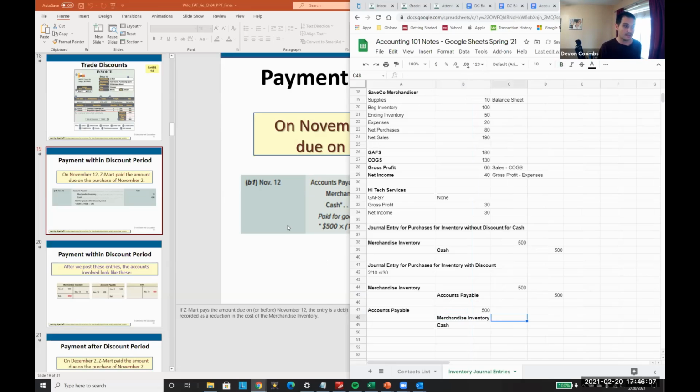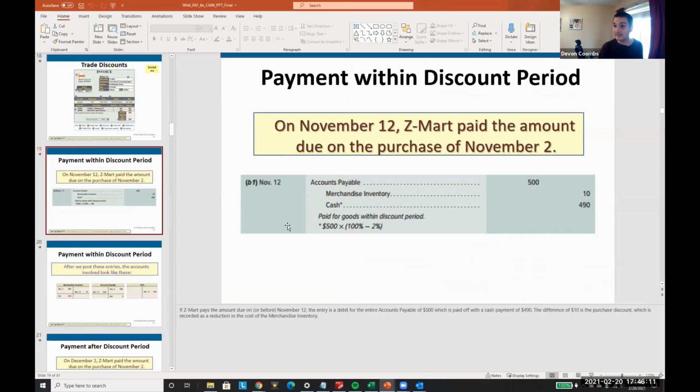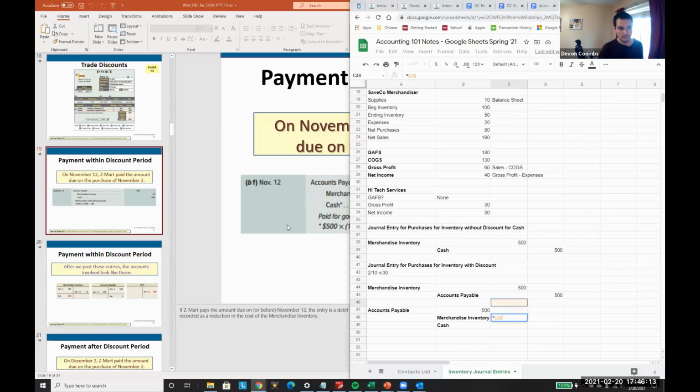And then our merchandise inventory is going to decrease by the discount. So what's our discount? 500 times 0.02, that's $10. So how much cash are we paying? 490, right? Because we received a $10 discount. We paid it earlier. How does this affect the accounting equation, the balance sheet?